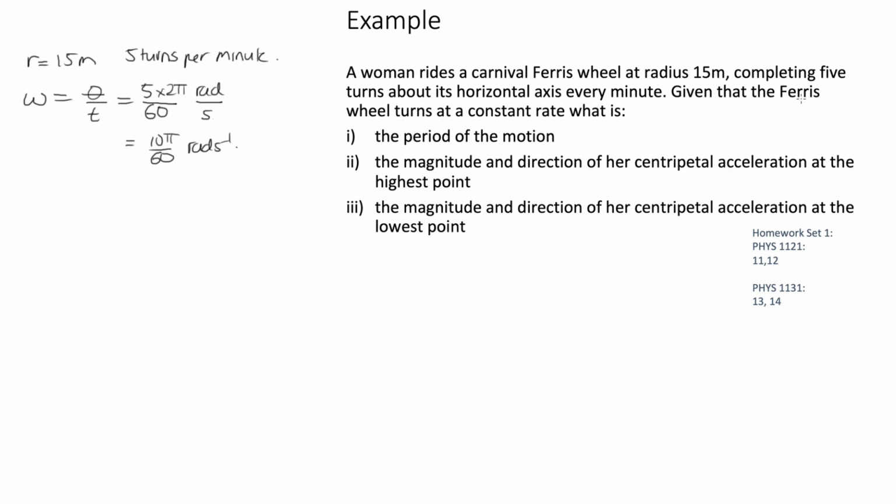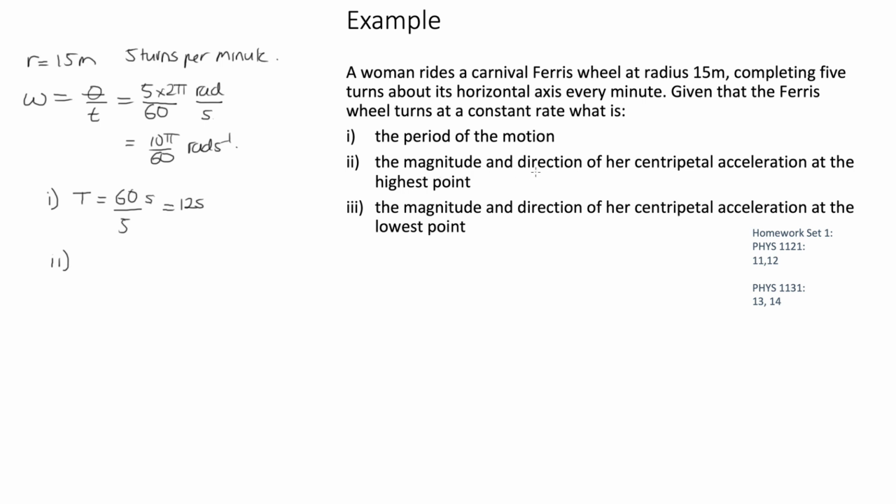And we're given that the Ferris wheel turns at a constant rate. What is, first part, the period of the motion? So the period is the time it takes to complete one complete circle, and it does that 5 times in a minute. So the period is the seconds in a minute divided by the 5 turns. So that's equal to 12 seconds. Every 12 seconds, it completes one complete circle.